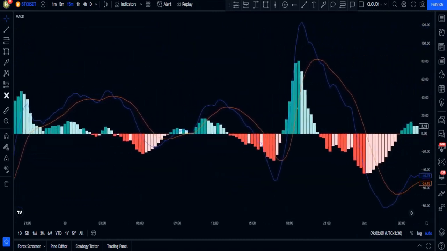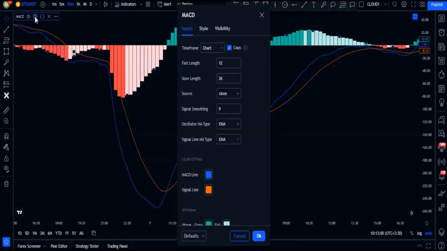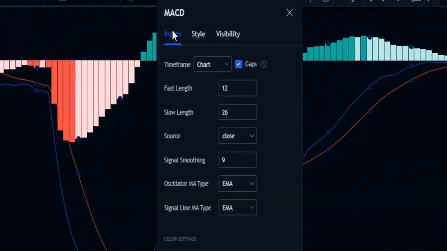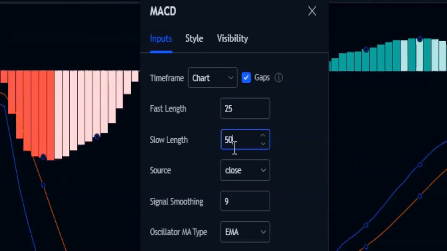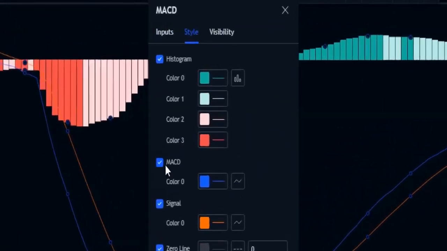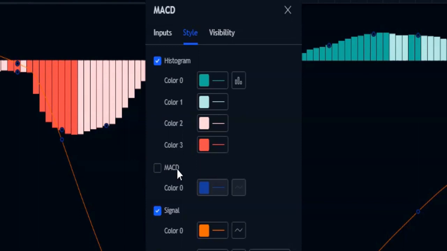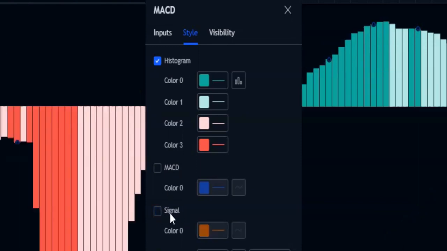Alright, but we need to change the settings of the MACD indicator. So click on the settings button and then in the inputs tab change the fast length from 12 to 25 and the slow length from 26 to 50. Then get into the style tab and disable these two options, MACD and signal, because I want to make the strategy so simple but yet profitable.